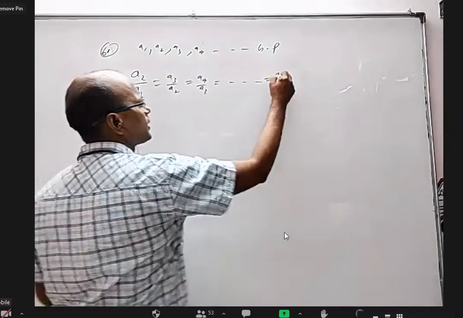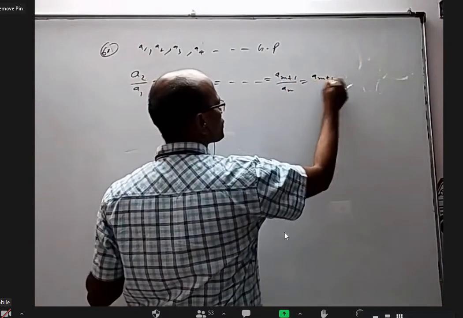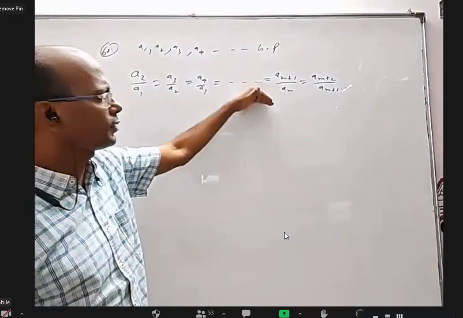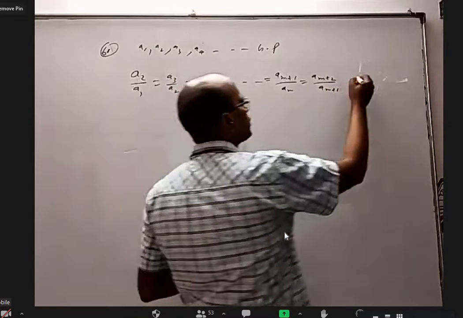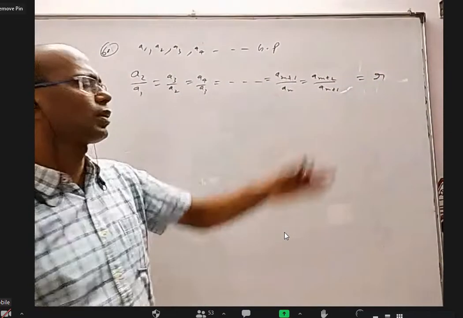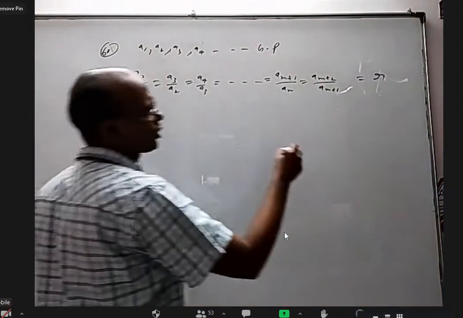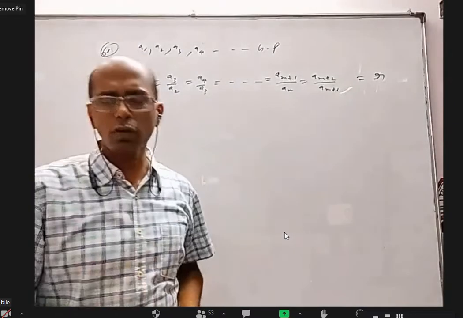You can even write A(m+1) by A(m) or A(m+2) by A(m+1): the (m+1)th term by the previous mth term, or the (m+2)th term by the (m+1)th term, and so on. They're all equal to the common ratio, like we call common difference in AP, in GP we call common ratio. This particular question needs some formulas and logarithms. If somebody could not do this question because they don't know logarithms, don't worry.